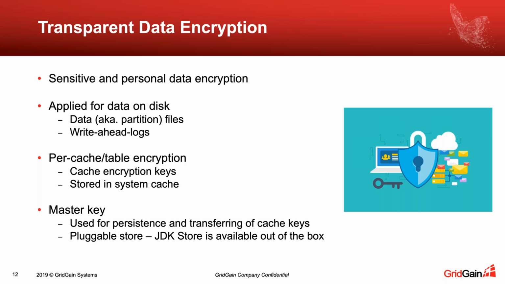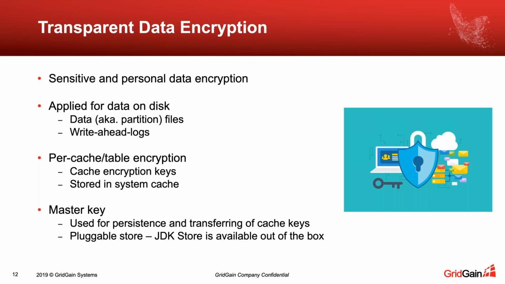For each cache, we'll create a special encryption key. By default, this encryption key will be stored in memory in a special system cache, which is inaccessible from the user space. I mean, it's inaccessible from your applications. Only special Ignite system threads can get access to it. But also we know that Ignite nodes are being restarted, and sometimes we need to bring down the entire cluster because of some maintenance tasks. And the encryption keys will be persisted to disk.